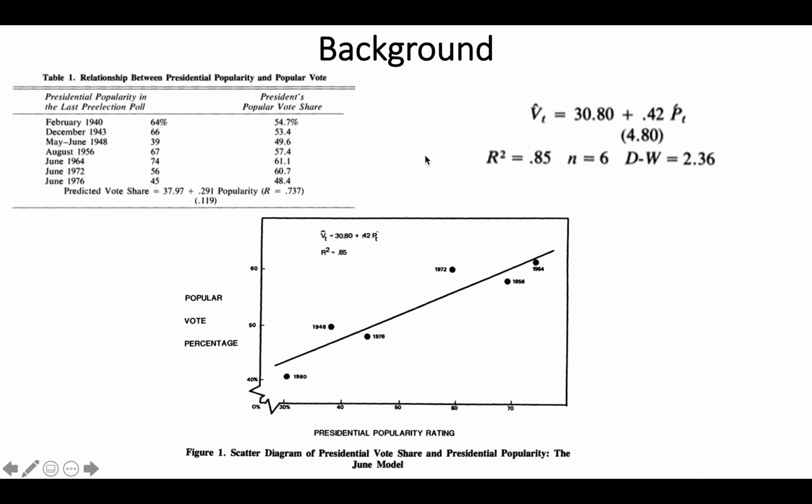Michael Lewis-Beck and Tom Rice from the University of Iowa made advancements on the Siegelman model and published the article Presidential Popularity and Presidential Vote, also in Public Opinion Quarterly, in 1982. Their regression model is on the top right of this slide, right here.